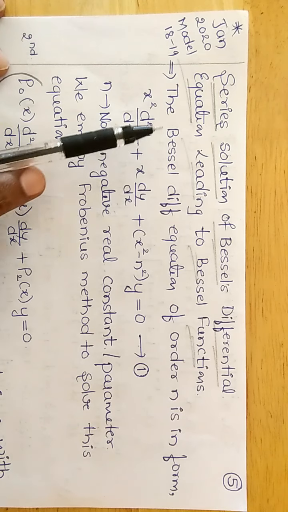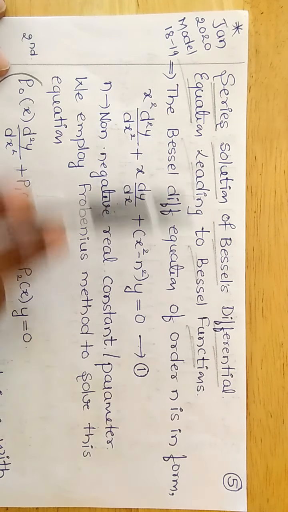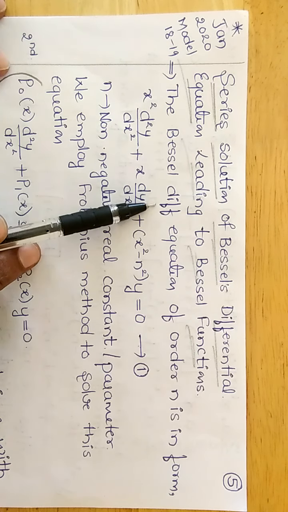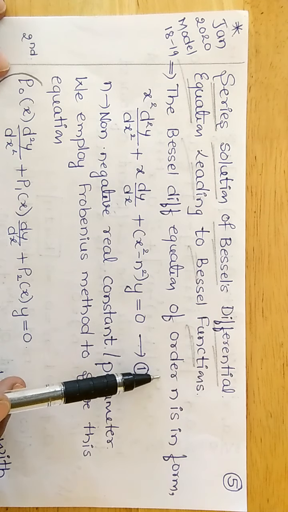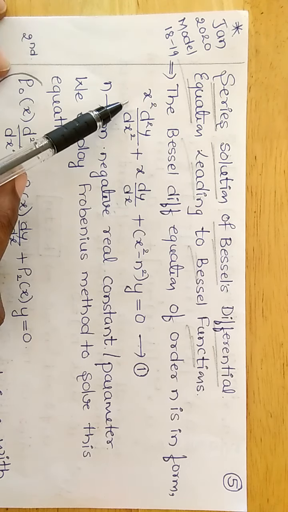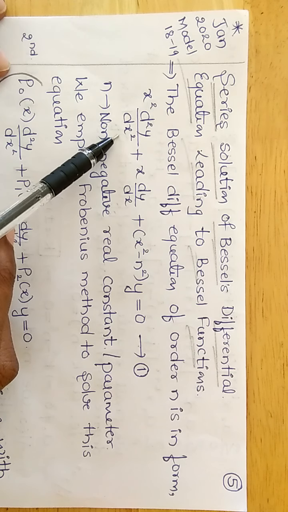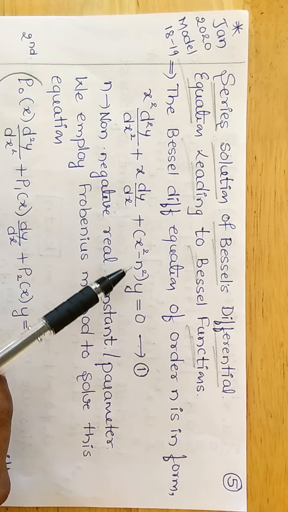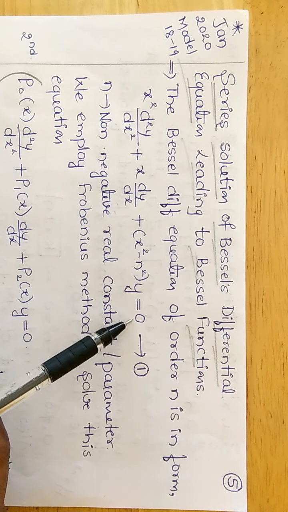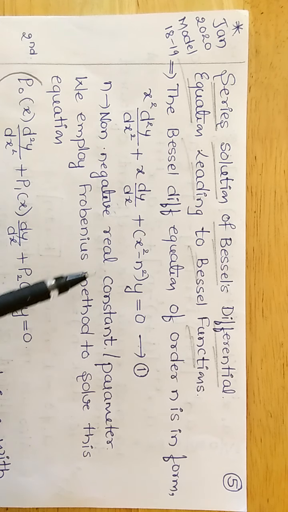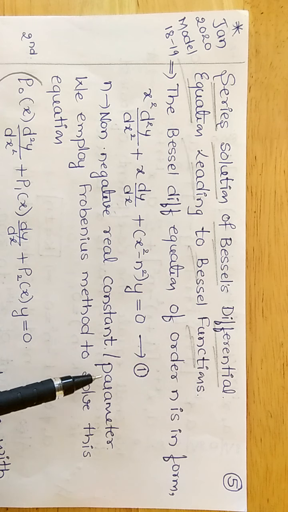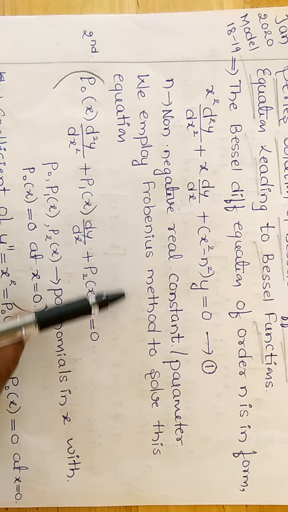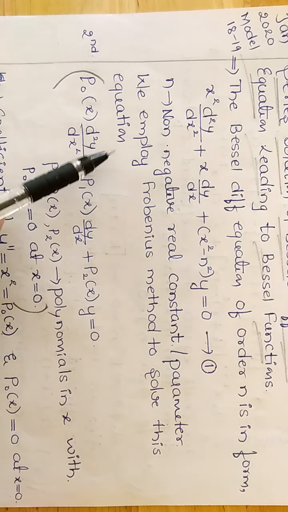Now I will start the series solution of Bessel's differential equation leading to Bessel's functions. The Bessel's differential equation of order n is in the form x square into d square y divided by dx square plus x into dy by dx plus x square minus n square into y is equal to 0, where n is a non-negative real constant or a parameter. We employ the Frobenius method to solve this equation.